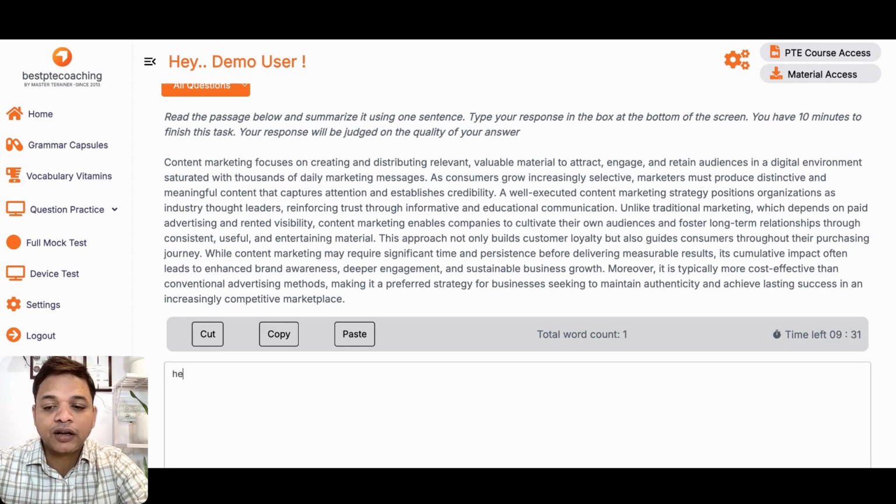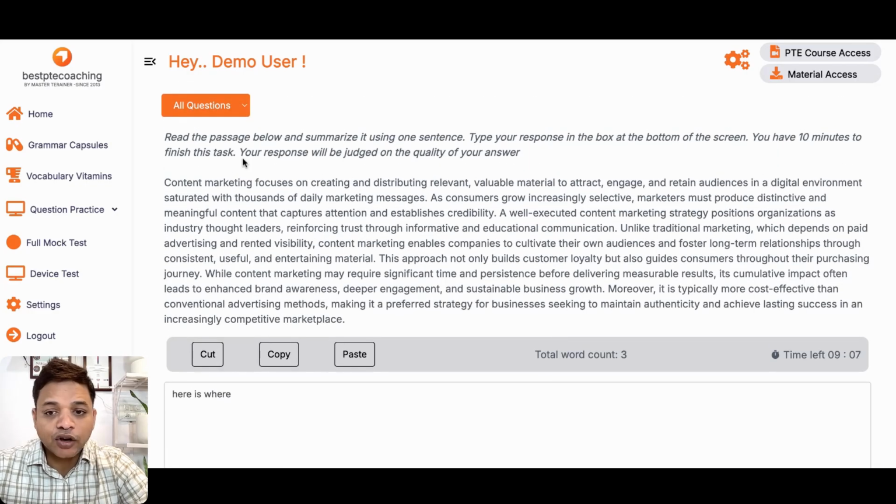So here is where you type your answer. You have a word counter also. You have 10 minutes to finish this task. You can see the timer. It shows 9 minutes right now. In the real test, the timer will appear on the top right-hand side. Even if you take a mock test on my site, you will be able to see the elements in the examination fashion, right? Okay. So your response will be judged on the quality of your answer.